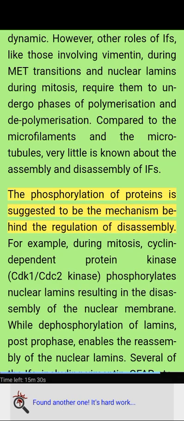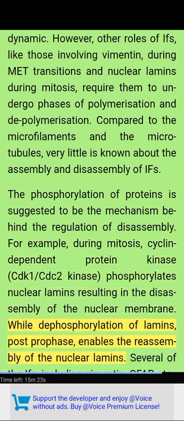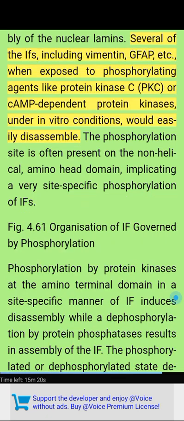The phosphorylation of proteins is suggested to be the mechanism behind the regulation of disassembly. For example, during mitosis, cyclin-dependent protein kinase CDK1 (CDC2 kinase) phosphorylates nuclear lamins, resulting in the disassembly of the nuclear membrane, while dephosphorylation of lamins, post-prophase, enables the reassembly of the nuclear lamins. Several of the IFs, including vimentin, GFAP, etc., when exposed to phosphorylating agents like protein kinase C (PKC) or cAMP-dependent protein kinases under in vitro conditions, would easily disassemble.